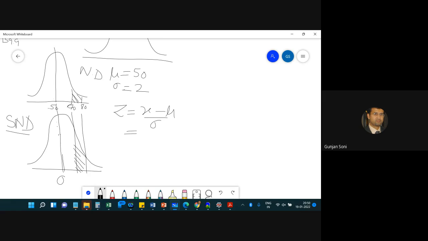I want to find out what these values are. If that is 70, what will be the value over here. If this is 80, what will be the value over here. So in order to map this, I use this function Z, which is called the standard normal variate. Okay. So I can say this is Z1 and this is Z2.